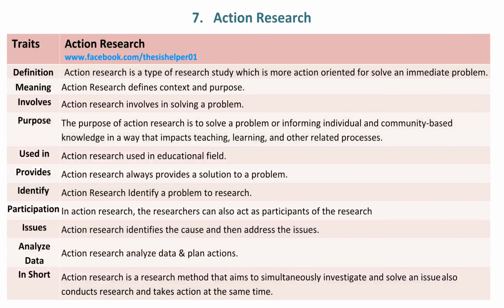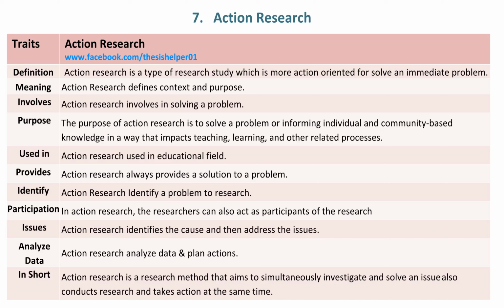Number 7 type of research is action research. Action research is a type of research study which is more action-oriented in order to solve an immediate problem. Case study is an in-depth examination of a particular event or individual or a group of individuals. Action research defines context and purpose. Action research involves solving a problem. The purpose of action research is to solve a problem or inform individual and community-based knowledge in a way that impacts teaching, learning, and other related processes.